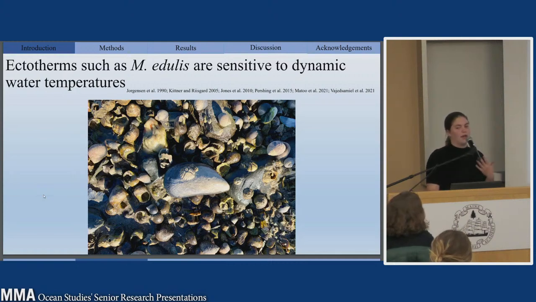This leads me to my study question, which is, does a 5 degrees Celsius increase in water temperature significantly affect the metabolic rates and plankton clearance rates of the blue mussel? And just so we're all on the same page, metabolic rates can be found through respiration rates, which is finding the consumption of dissolved oxygen, and plankton clearance rates is the concentration of plankton cleared or taken in by the blue mussel.